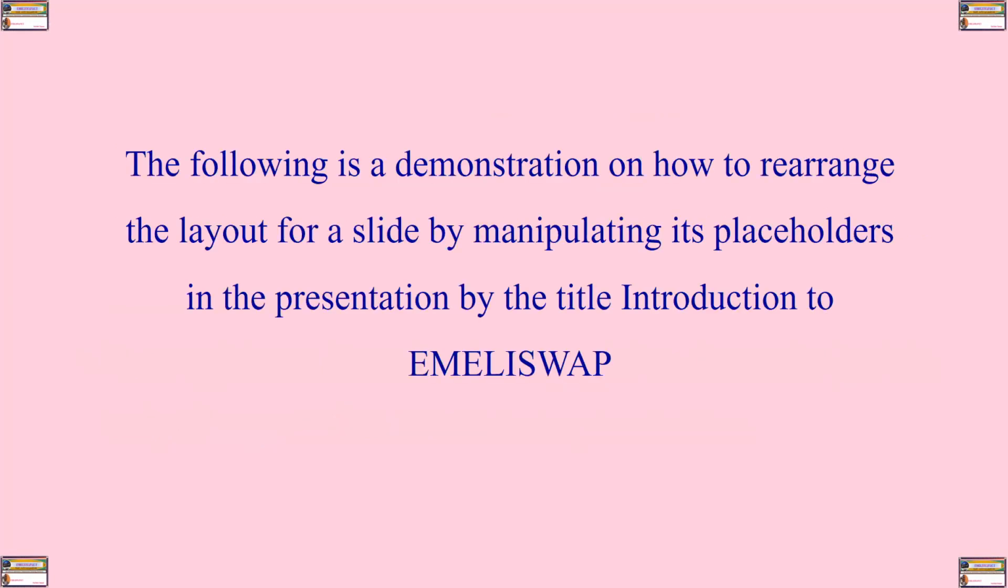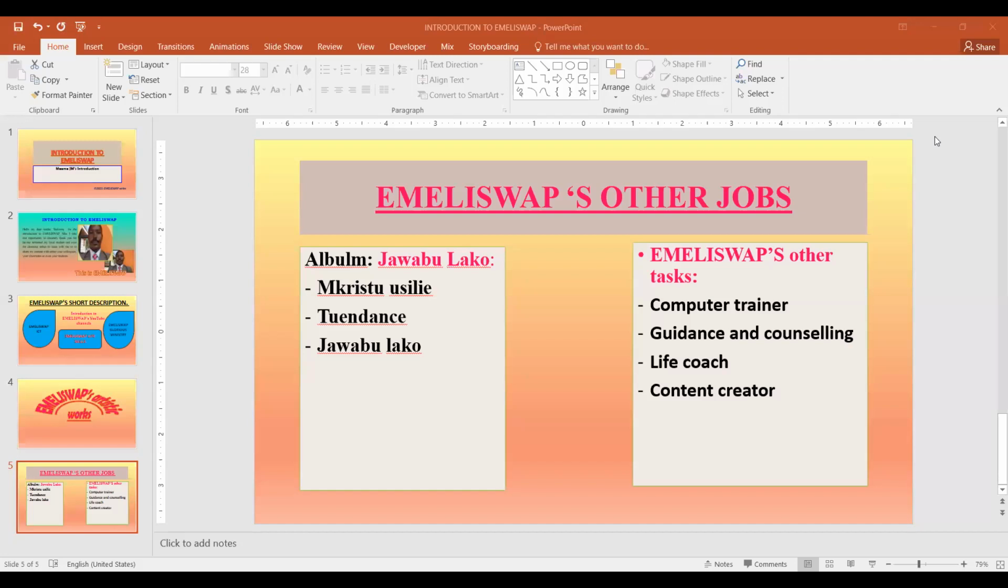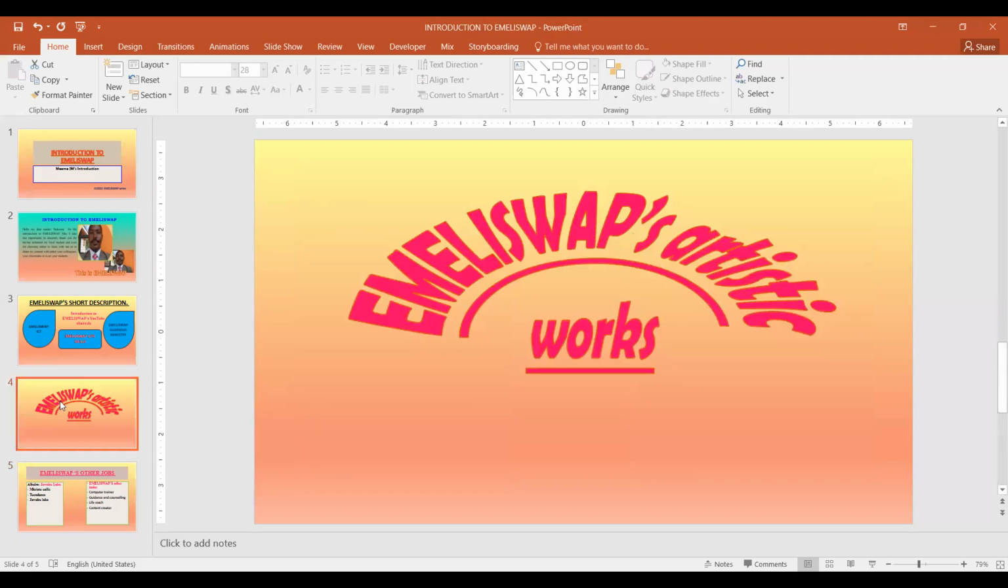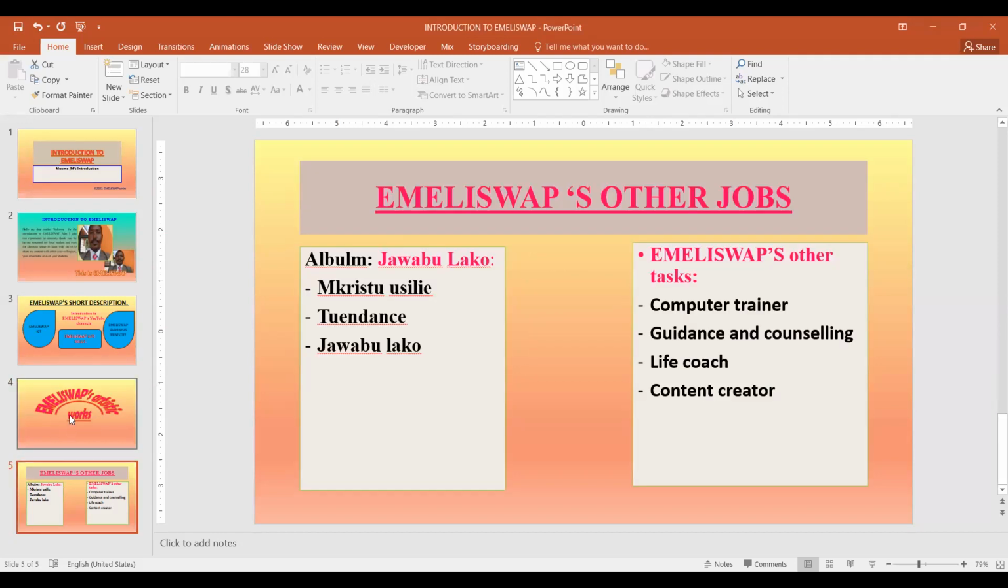The following is therefore a demonstration on how to rearrange the layout for a slide by manipulating its placeholders in the presentation titled Introduction to MLSwap. So in this presentation, there are two things that I'm going to do. The first one is to rearrange the slides themselves. I want to reorganize slide number 4 and slide number 5 so that slide number 4 becomes slide number 5.